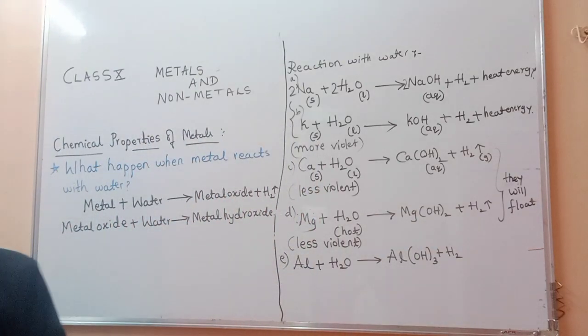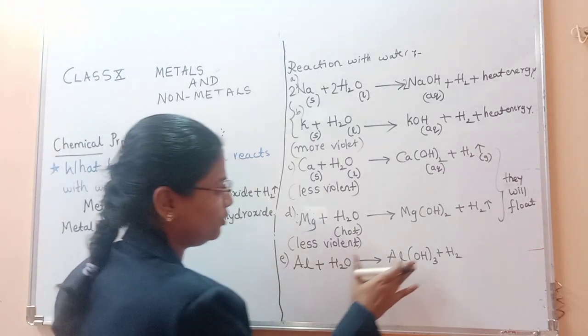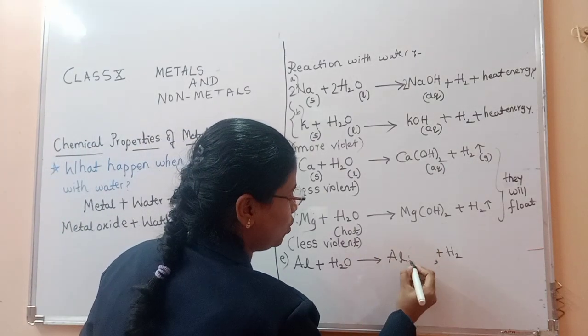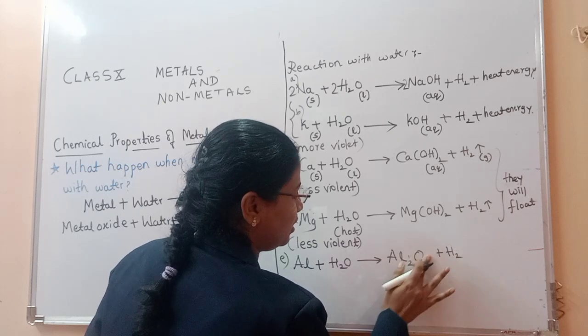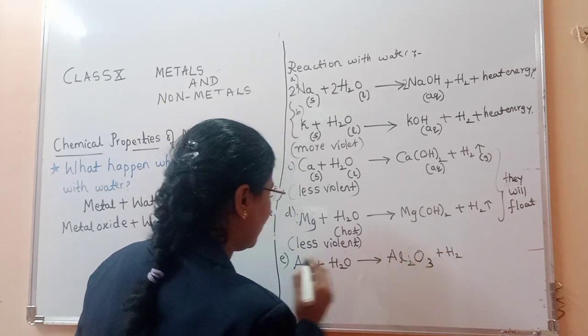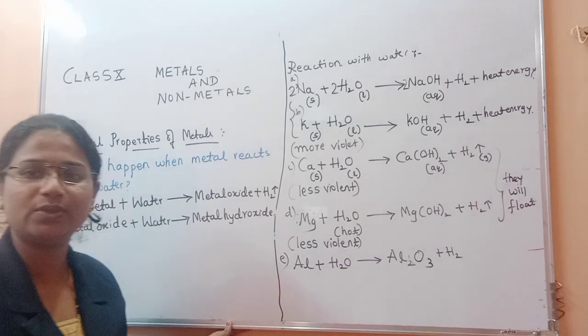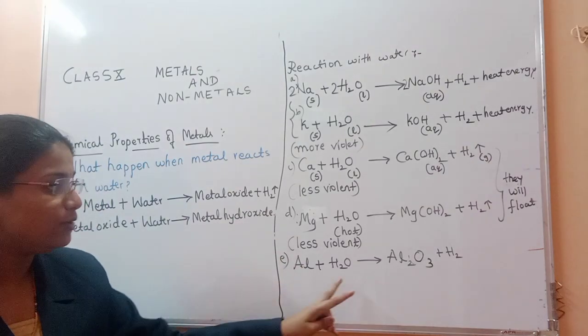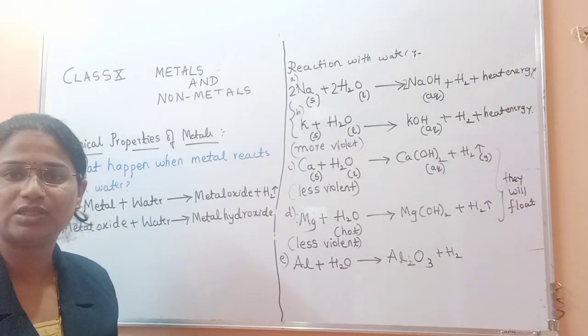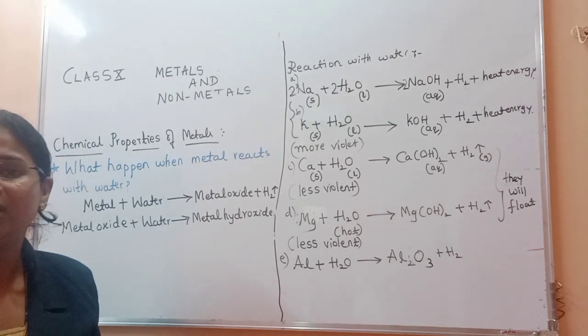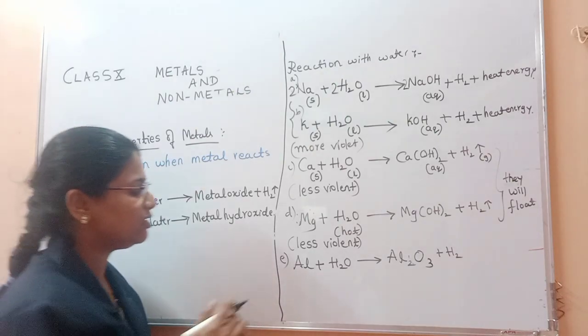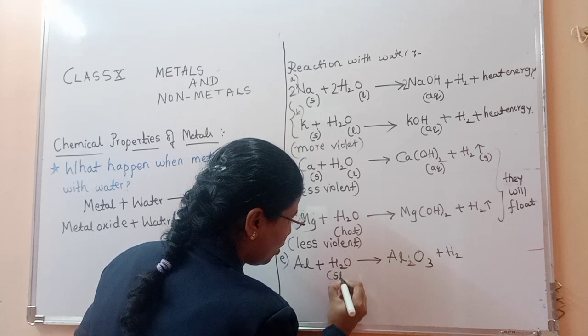We will get aluminium oxide with the liberation of hydrogen. Sorry, it is metal oxide, so it is Al2O3, along with the liberation of hydrogen when aluminium reacts with water. When this aluminium oxide reacts with water, we will get aluminium hydroxide. So here water will be in the form of steam.